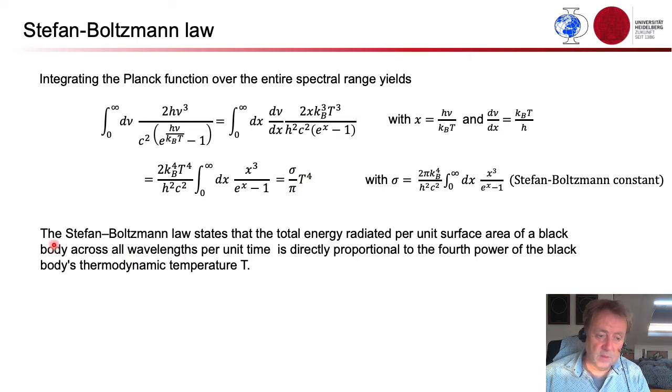In other words, the Stefan-Boltzmann law states that the total energy radiated per unit area of a black body across all wavelengths per unit time, which is the interpretation of that integral, is directly proportional to the fourth power of the thermodynamic temperature T of that body. Next week we will use that law to discuss the greenhouse effect in a little bit more depth, so that's why I would like to introduce it here.